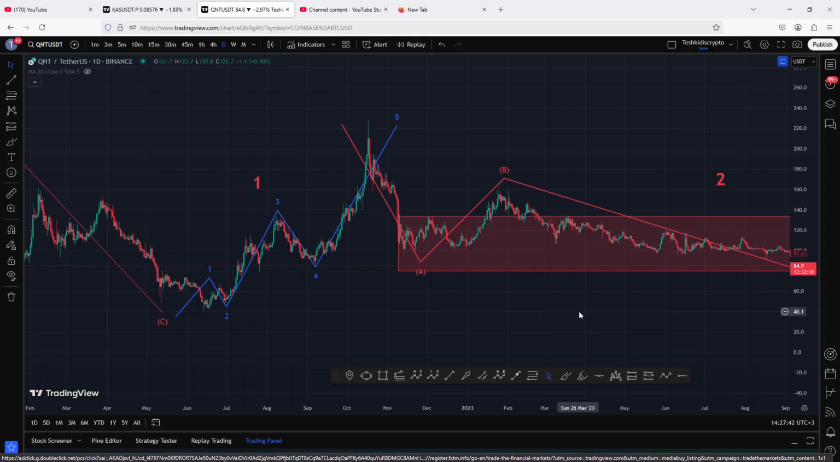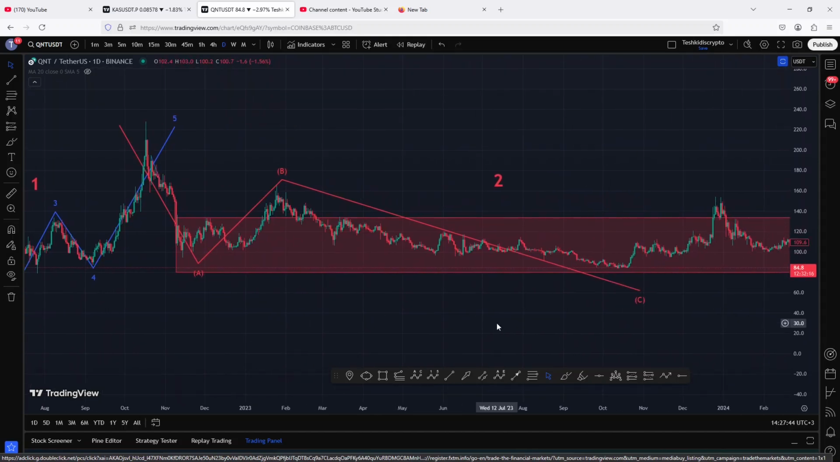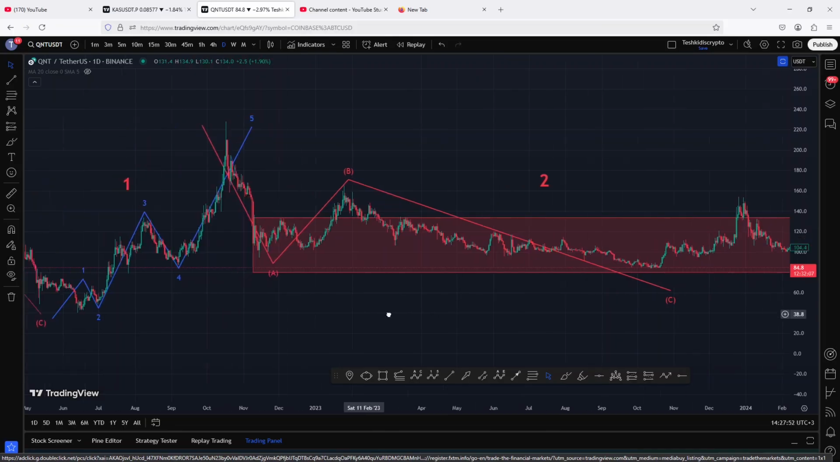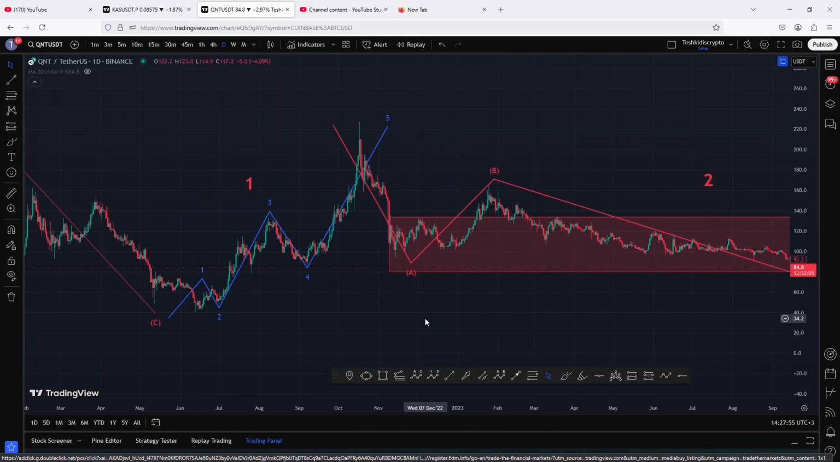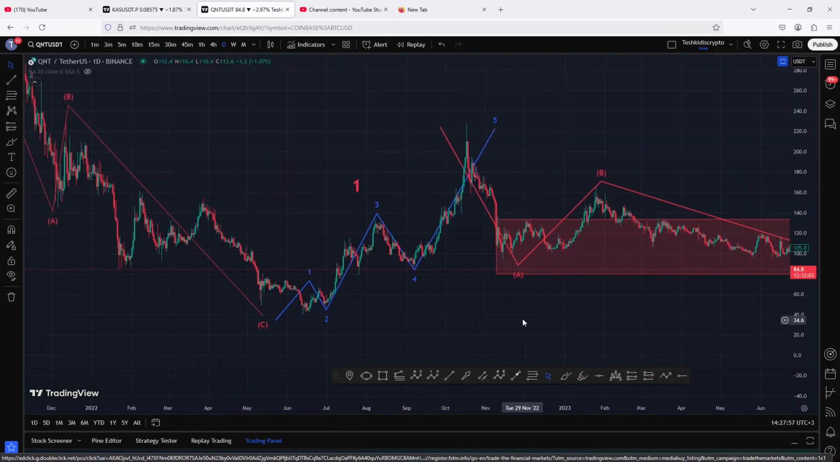QNT at the time of this recording continues to see further breakdown moves after losing significant key areas of support, and on today's update video I will be discussing the most significant key areas of support that we need to pay attention to, basing my analysis on the Elliott structures, and above all give you my long-term perspective of the chart. So make sure that you stick around till the end of the video.